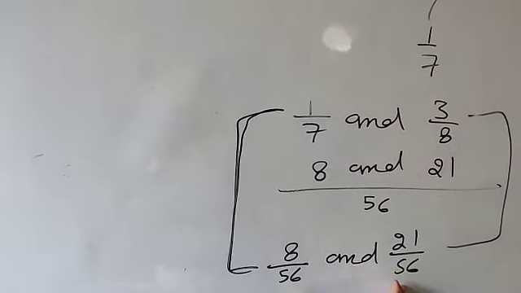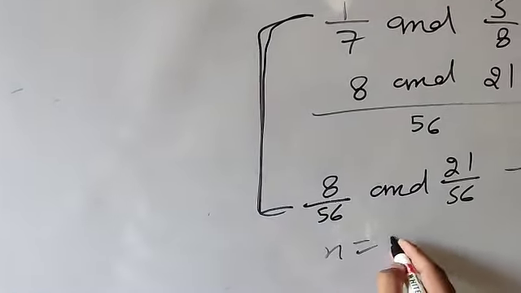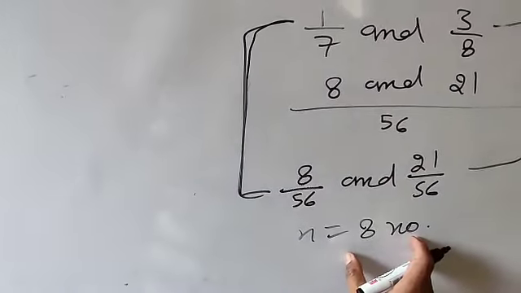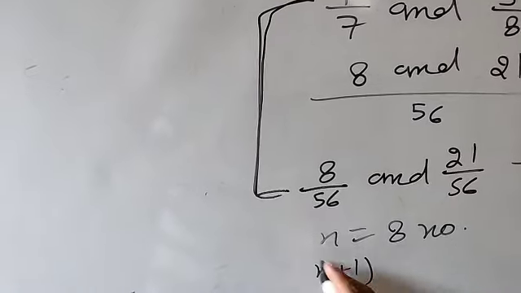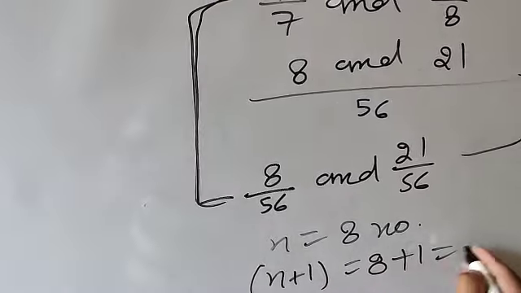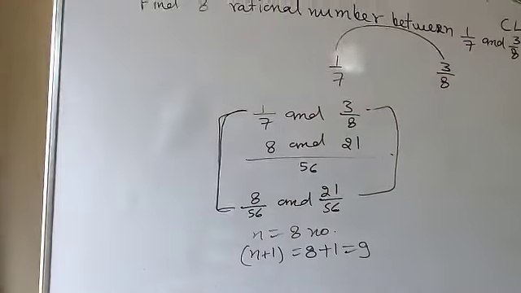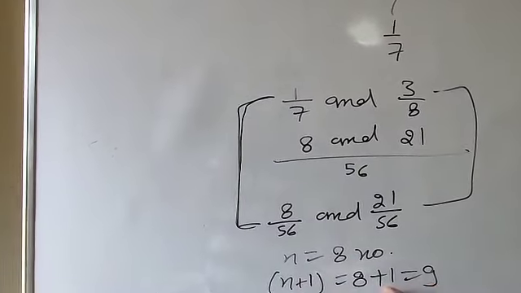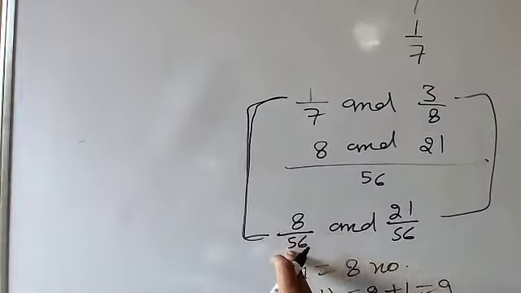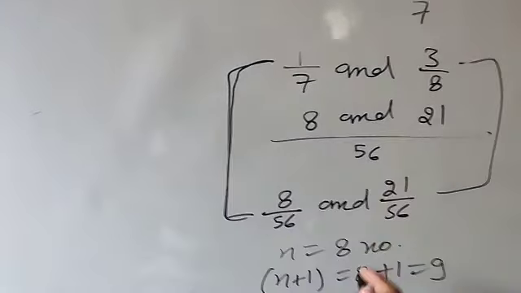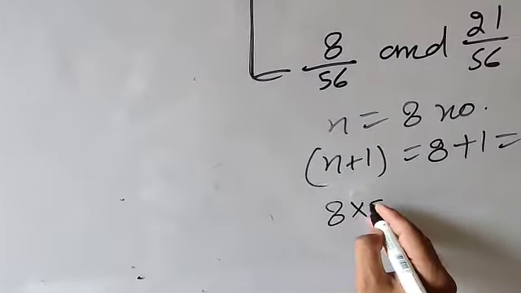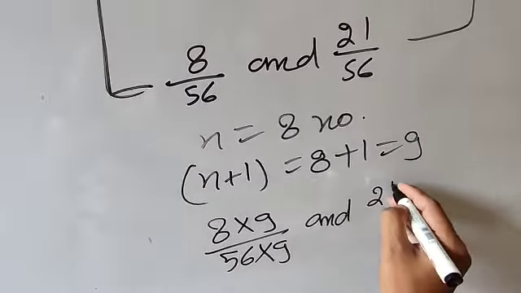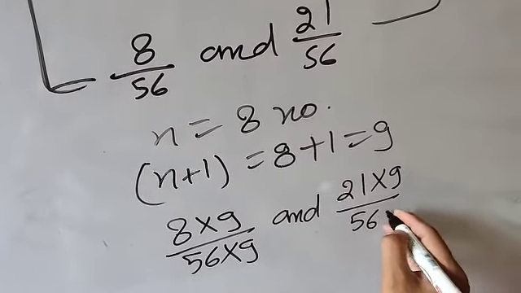Now students, how many numbers are you going to find? 8 numbers. You need to find 8 numbers between these two. Whatever the number you are going to find, you need to add one more. So n plus 1 equals 8 plus 1, that is equal to 9. Now multiply both numerator and denominator of these numbers by 9. So here you can write 8 into 9 upon 56 into 9 and 21 into 9 upon 56 into 9.